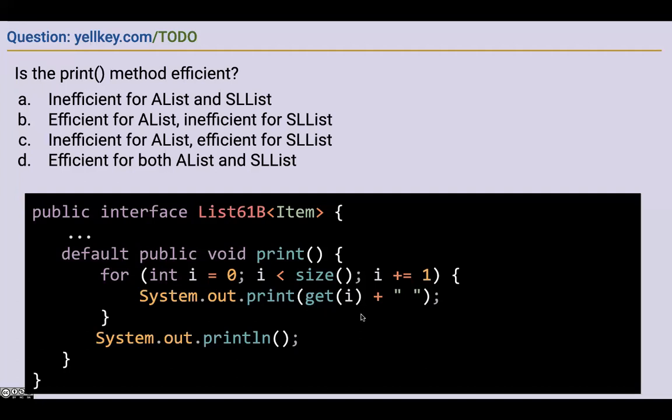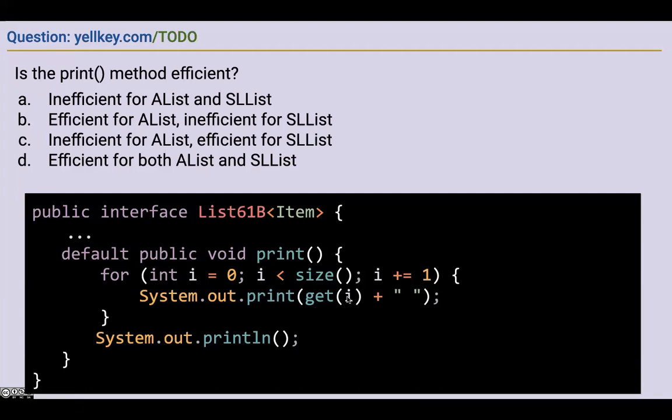How do you get something in an SLList? You start at the beginning and scan. That's the problem. If I loop through all the items and call get(0), get(1), get(2), I'm calling get over and over again. The SLList will do get(0), scan to item 0. Get(1), start at the beginning, scan to item 1. Get(200), start at the beginning, scan to item 200. Get(201), start at the beginning, scan to 201. So I'm scanning the list over and over again to get all the items.